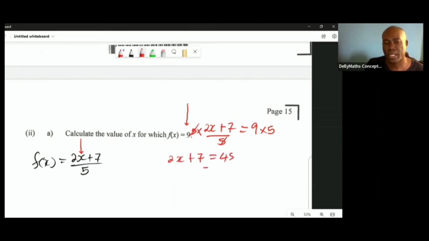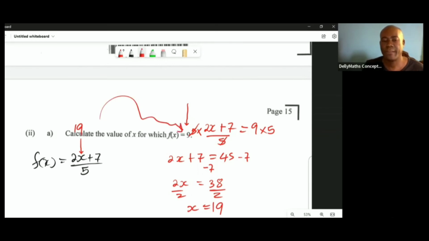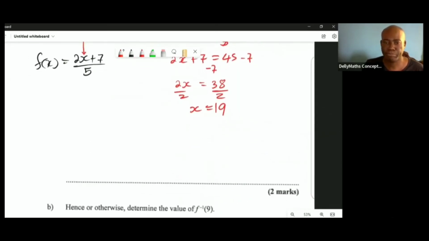I'm going to subtract 7 from both sides as I go. So 2x is equal to 38. And then I divide both sides by 2. So x is equal to 19. In other words, this is saying if I plug 19 in here and work out everything, I would have gotten 9 as the answer. All right, so x is equal to 19 in this regard.